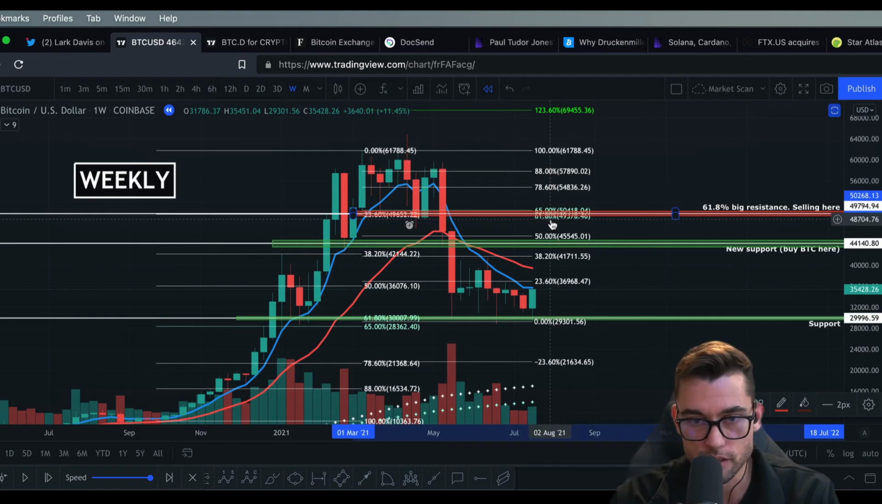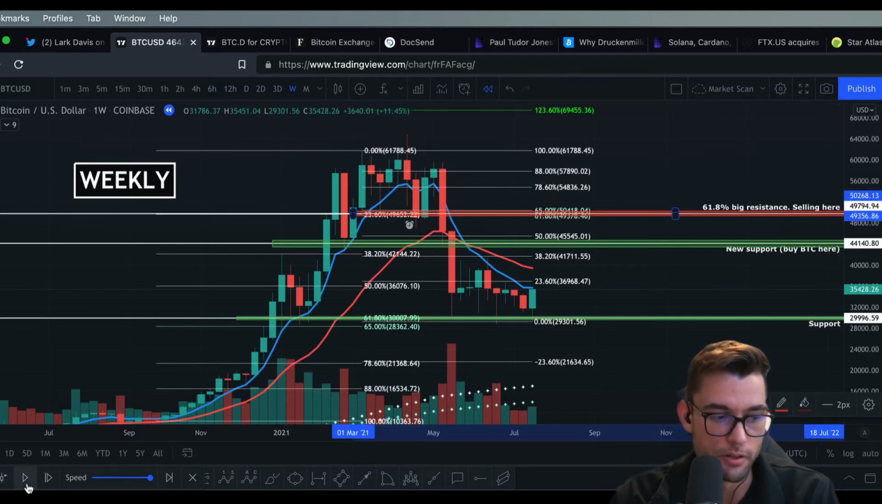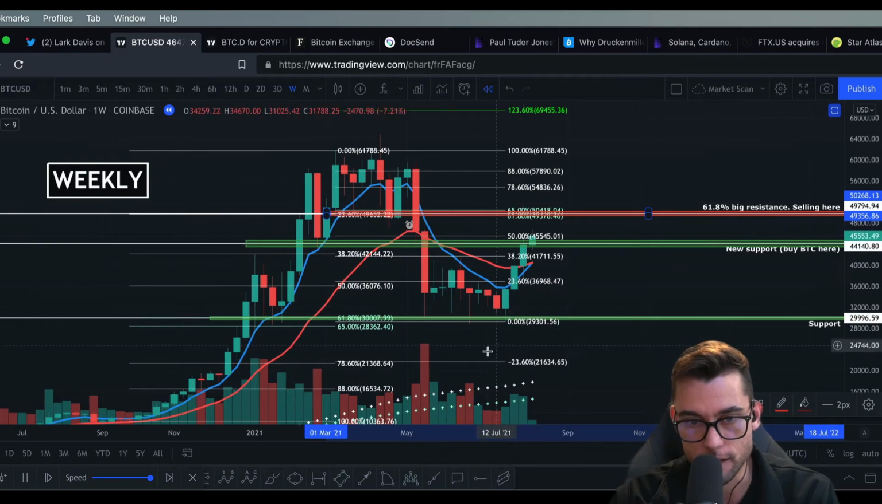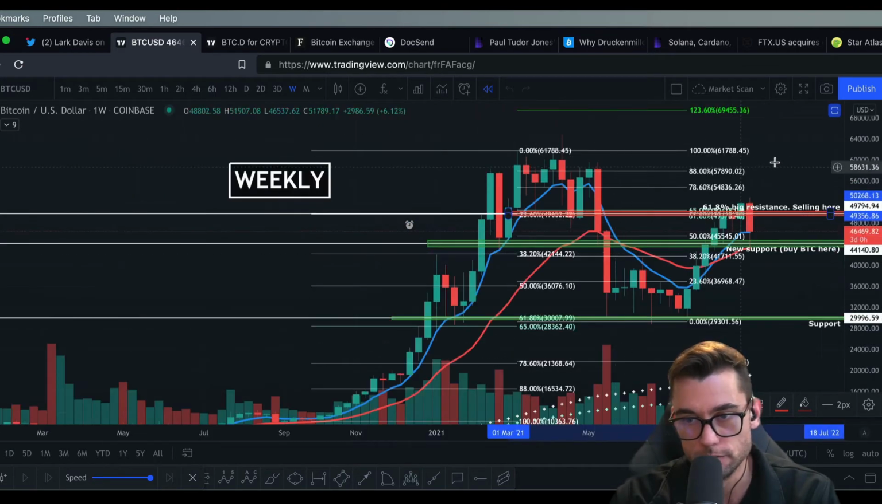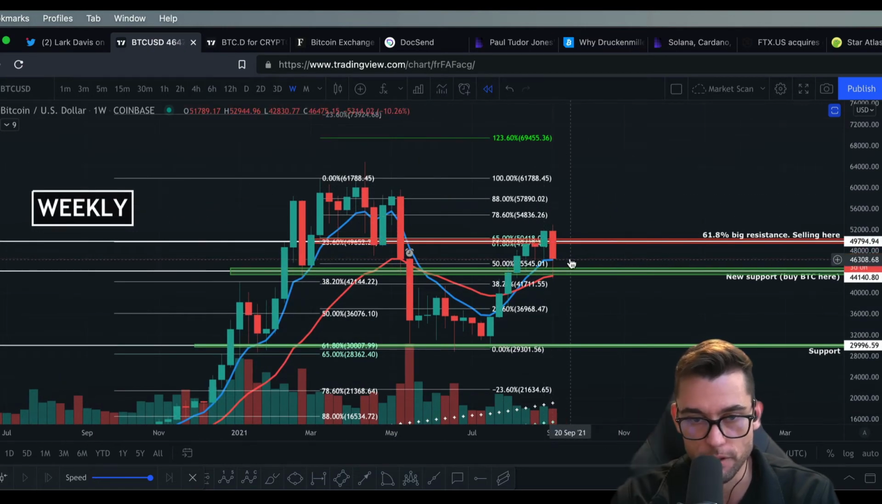So then you would look for the 61.8 and say, okay, I'm going to sell here at the big resistance. And that lined up really, really well with this. And then you would put your sell orders in weeks in advance. And if you press play, you could see it came up and hit it, and now it's back below it.